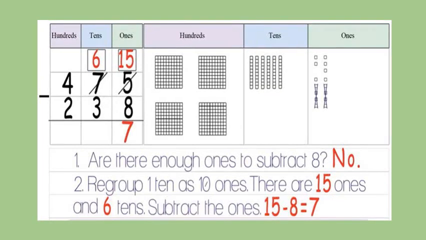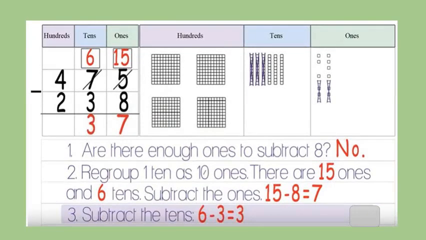So after I take 1 ten and I give it to the ones as 10 ones, I have now enough ones. I have 15. So after I take 1 from the tens and I break it down as 10 ones, I have now 15 ones, not 5 like before. So I can start subtracting.